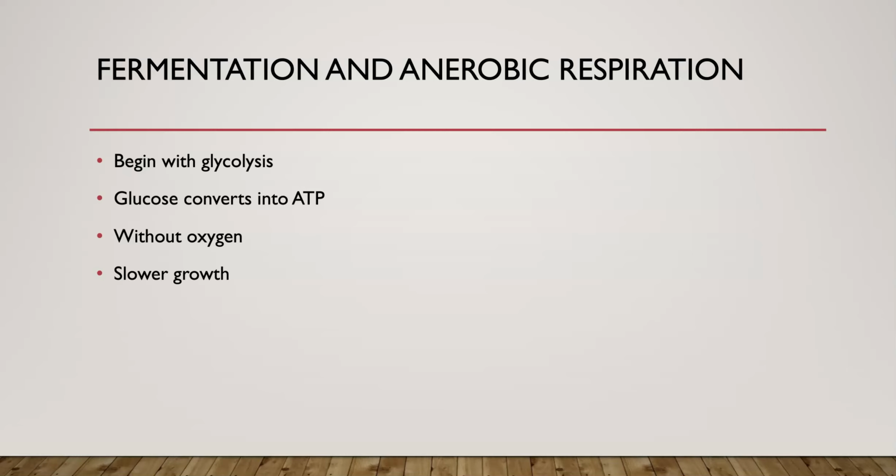And there is slower growth in any organism that uses fermentation or anaerobic respiration. You have different waste products that are produced. Carbon dioxide is the waste product produced in aerobic respiration. With fermentation and anaerobic respiration, you produce many different waste products. Everything from alcohols to acids to gases. There are many, many different products produced by these processes.